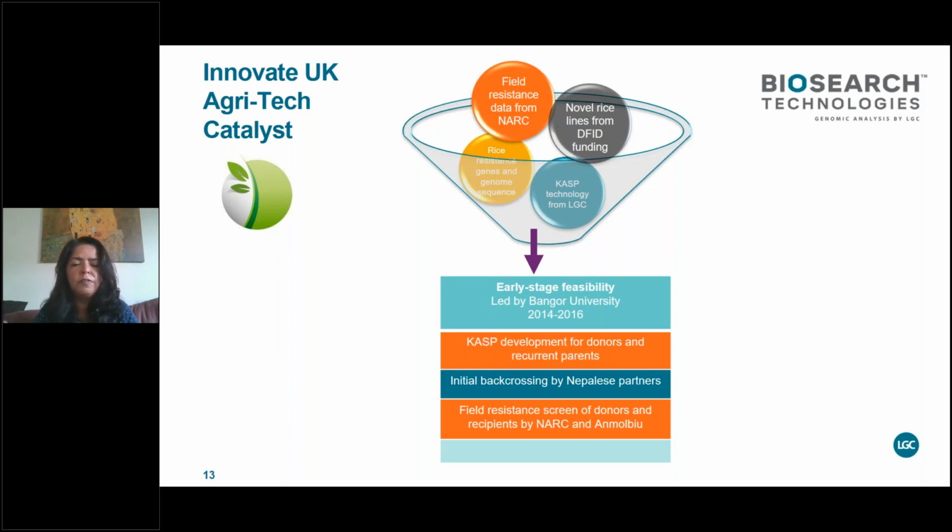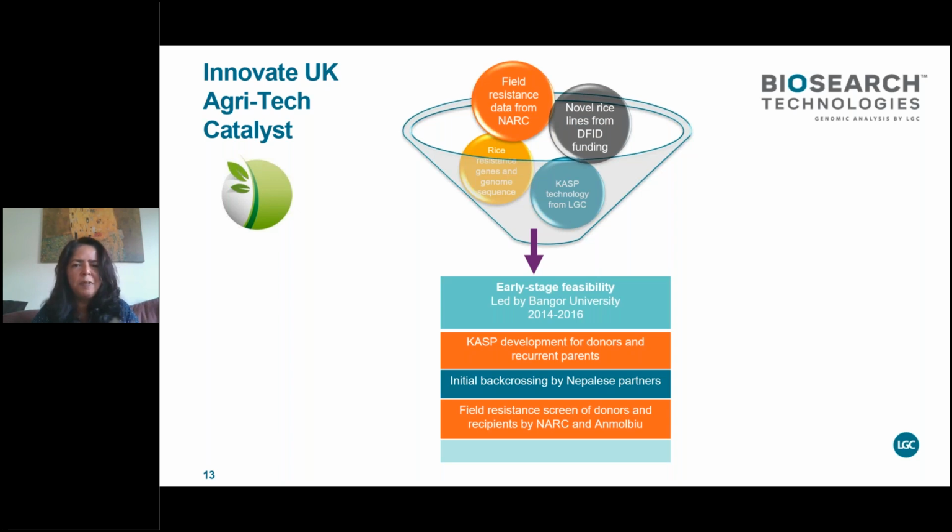All of this, the information and the collaborations were there to develop resistant lines specifically for blast and BLB. And all the work was carried out at NARC and Anilbu, which is the company in Nepal. And we wanted to take these resistant genes and incorporate them into new varieties. And I'll give you a bit of information on the development of that later in the presentation.